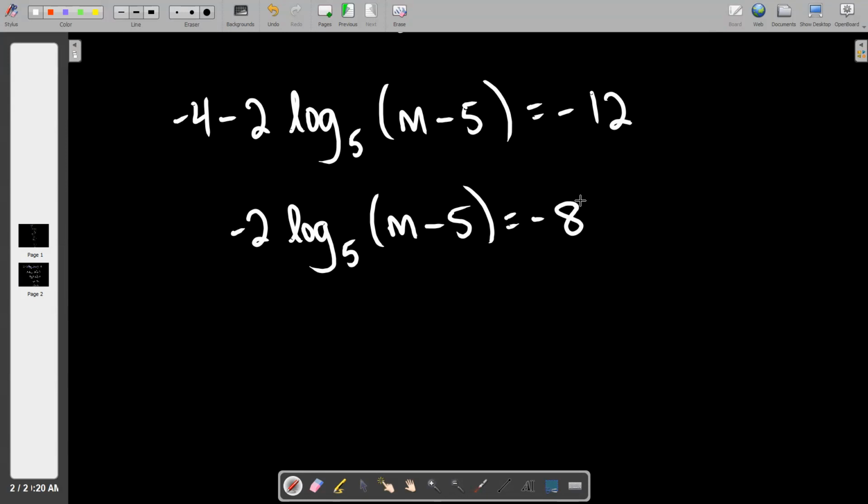Everybody good on that? Divide by -2. And after this, we'll be ready to hit it with the conversion. So log base 5 of m-5 equals what?